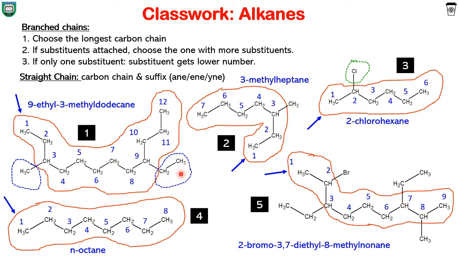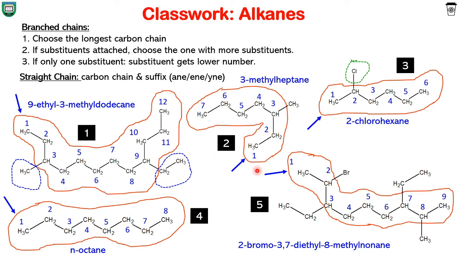So first we write the location of these substituents, that is 9-ethyl and then 3-methyl. It contains 12 carbon atoms, so we use dodec for 12 carbon atoms. And this is an alkane, right? Only C-C single bonds, so we use ane. Let's look at the second example.